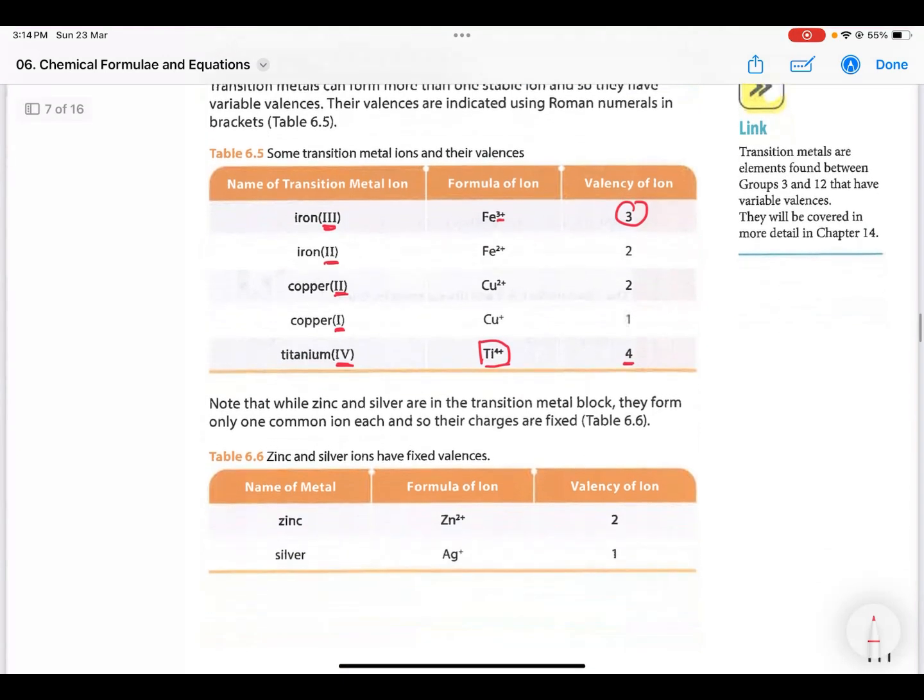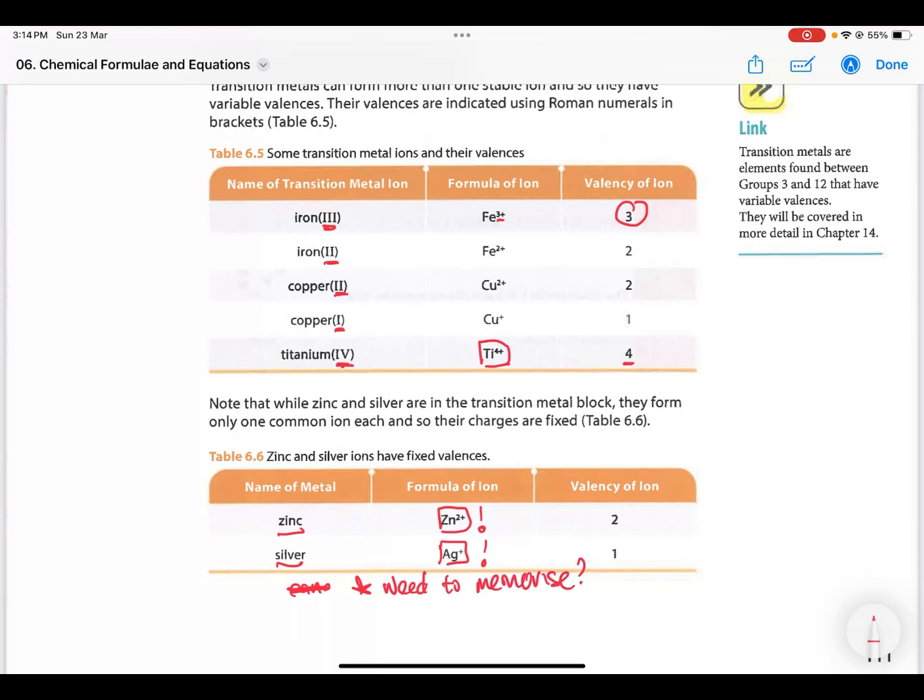Now, next one. Zinc, Zn2+, so this one please remember. Silver, Ag+, this one please remember, because this one here you can't determine using the Roman numeral, so you need to memorize. Okay, so let me put a star here. Need to memorize.